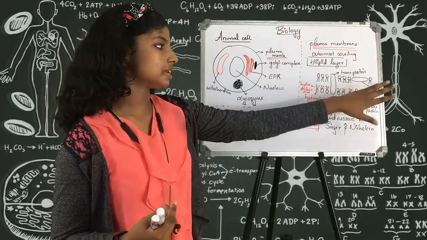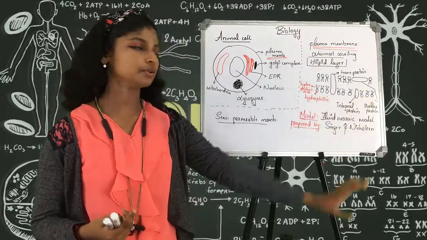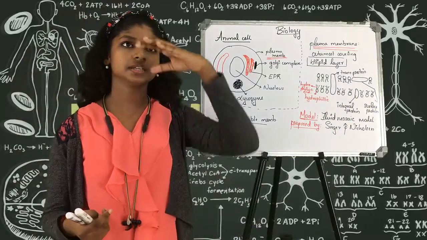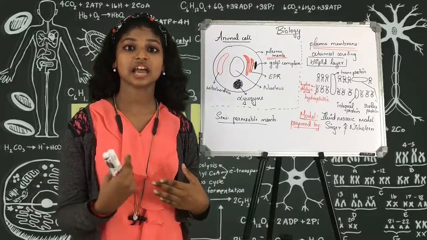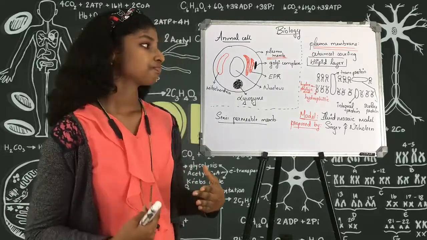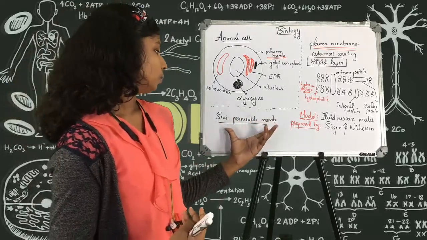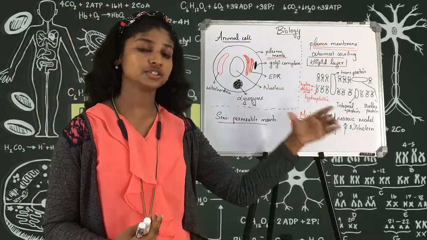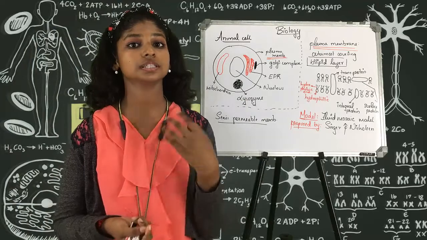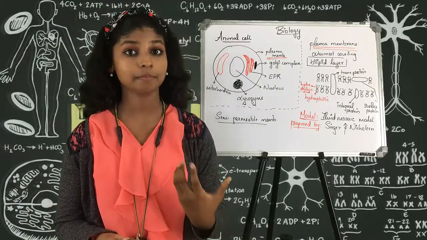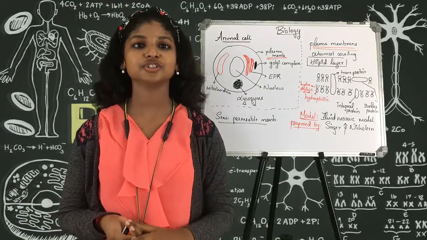And here we have the surface protein and integral protein. Surface protein is on the surface, and integral protein is towards the cytoplasm, towards the cell. And this plasma membrane is known as a semi-permeable membrane, and we have discussed what is semi-permeable membrane and permeability. Hope you understood this video.